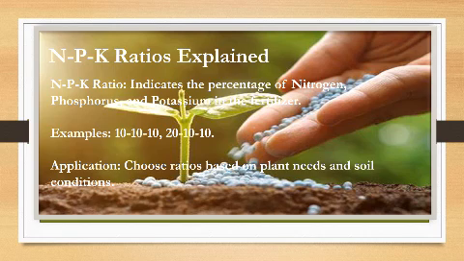You would notice that we mentioned in the previous slide about inorganic fertilizers that they give a definite ratio of nutrients. This is an example of such ratios, the NPK fertilizer. Now, application: you choose ratios based on plant needs and soil conditions. So depending on the needs of your plant, if it needs more nitrogen as compared to the other two, you choose the 20-10-10. And if it needs equal amounts of all of these three, then you choose the 10-10-10.